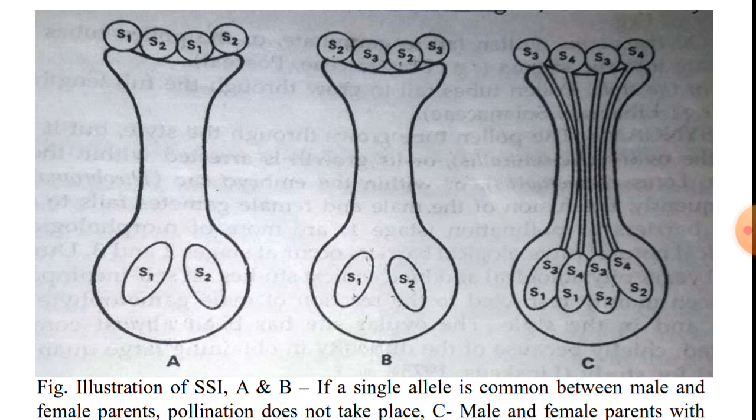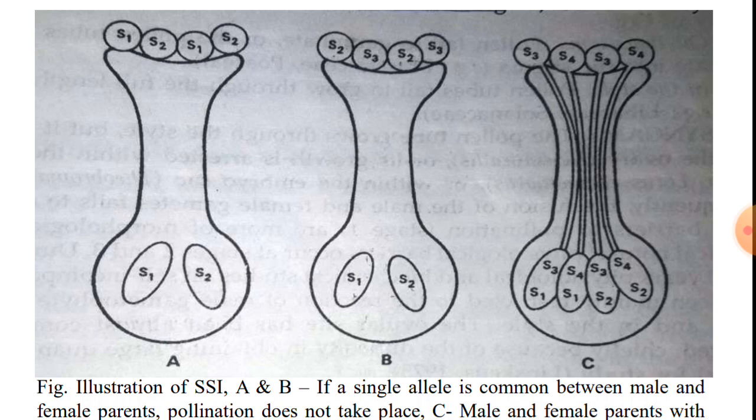Allele S2 is common in both the parents, and in sporophytic self-incompatibility, if a single allele is common in both the parents, germination of the pollen grain is inhibited on the stigmatic surface and fertilization will not be effected. In figure C, the female parent has genotype S1, S2, and the male parent has genotype S3, S4. Here the genotypes of male and female parents are different, and both the alleles are different.